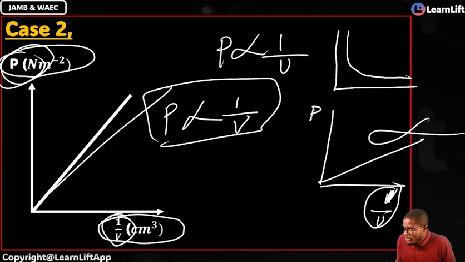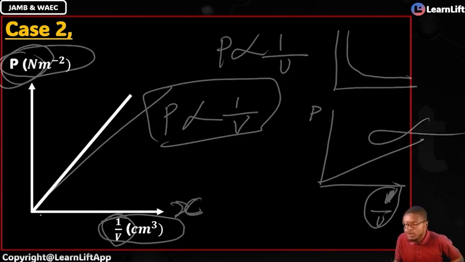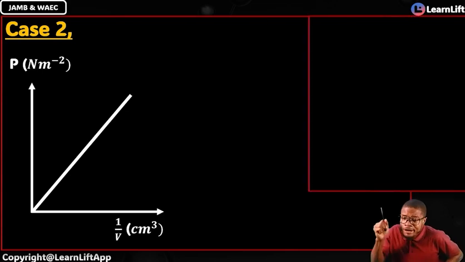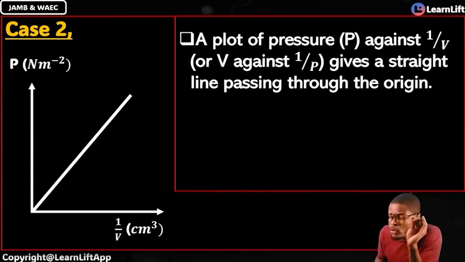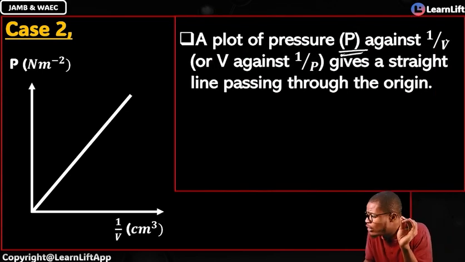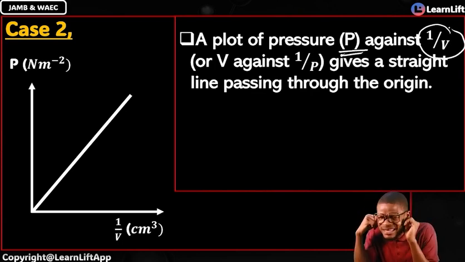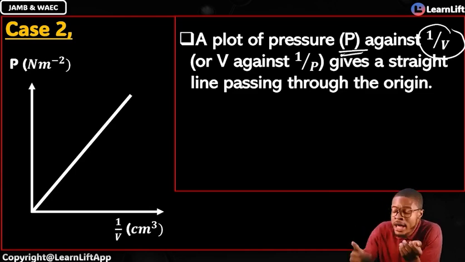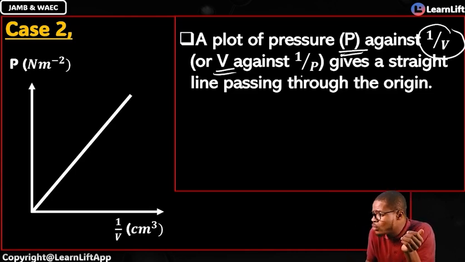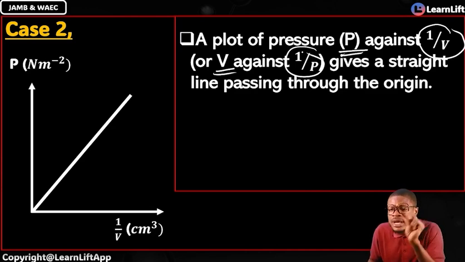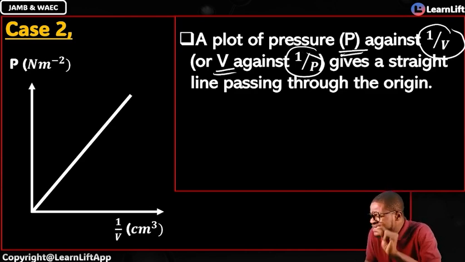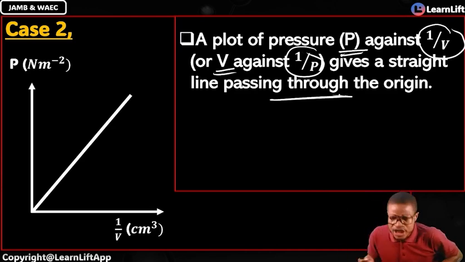Does it make sense? If you watch the denominator on the x-axis that we have there, it is 1 over volume, not just volume. And there are 2 things you should hold tight there. What are the 2 things? Number 1 is that a plot of pressure against 1 over V, or a plot of V against 1 over P, will always give a straight line that passes through the origin.